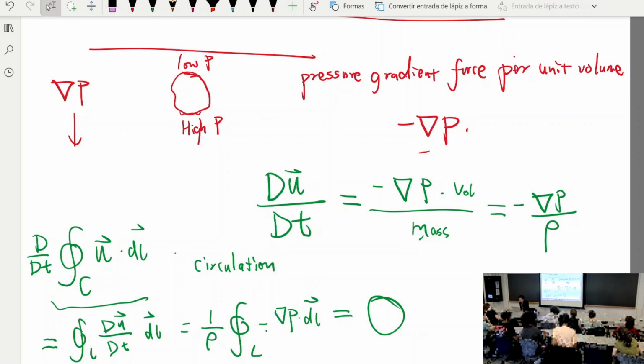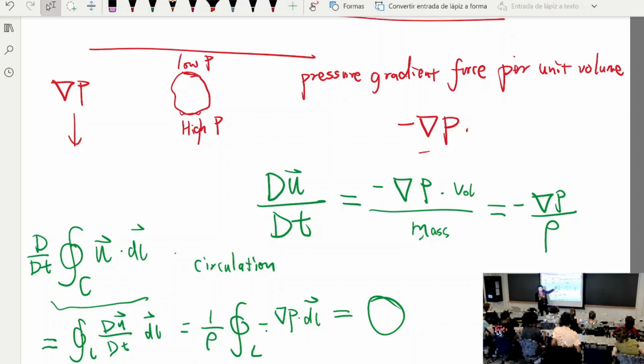Okay, so what that tells us is that if I have a curve that has no circulation to start with, for example, very far ahead of the airplane, right? Nothing is moving, velocity equal to 0. Integrating over any curve, you get 0 circulation. And now you allow that curve to move closer and closer to the airplane with the air. By the way, when we derive this, this derivative is the derivative of the same fluid particle, right?